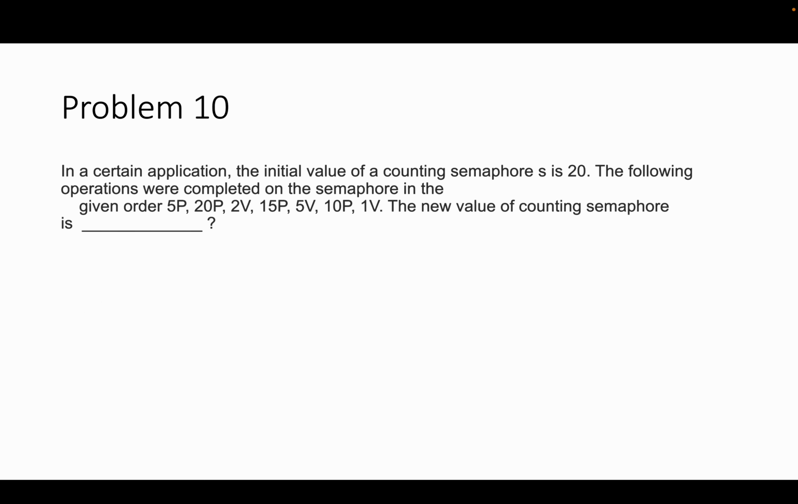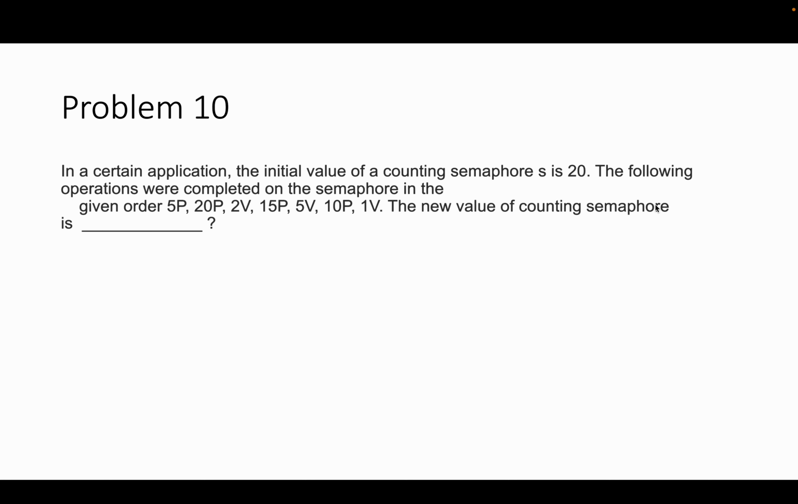Okay, so the next one is: in a certain application, the initial value of a counting semaphore S is 20. The following operations were completed on the semaphore in the given order: 5P, 20P, 2V, 15P, 5V, 10P, 1V. Here P are down operations, V are up operations. P's are requests, and V is release. To acquire the lock, we execute the P operation, and to release the lock, we execute the V operation.